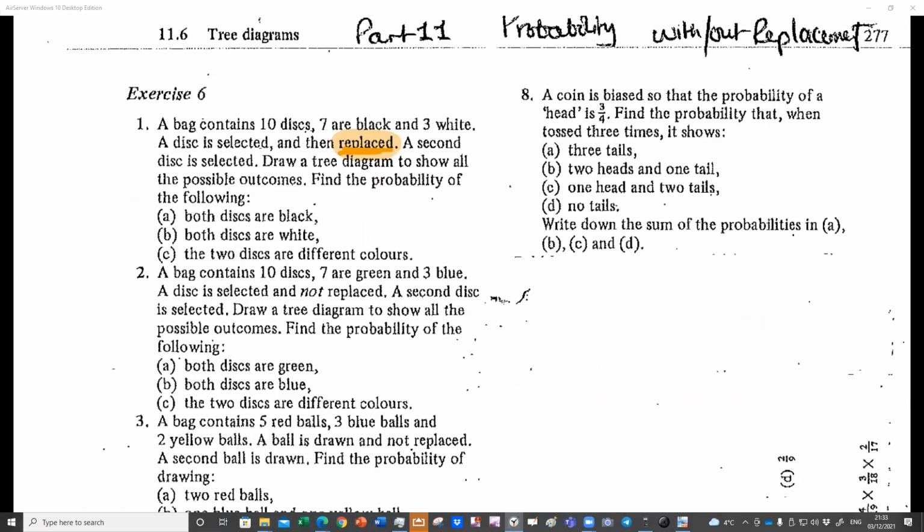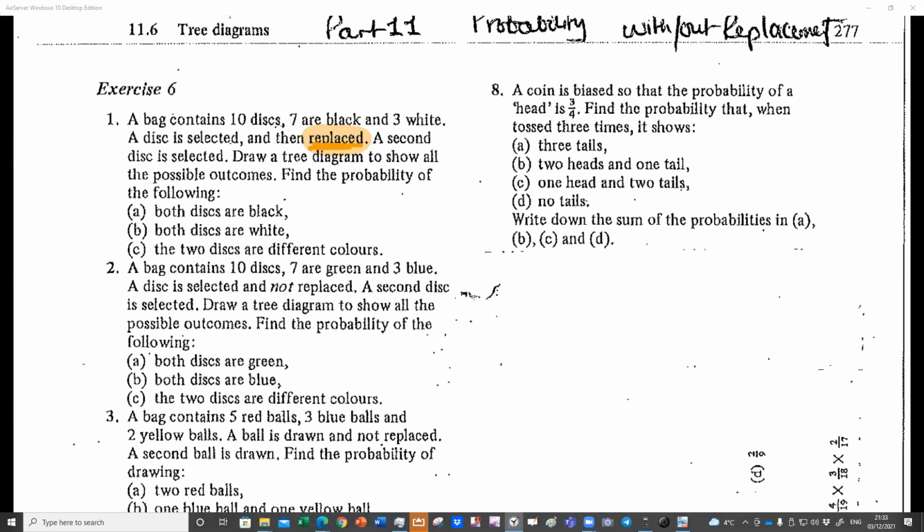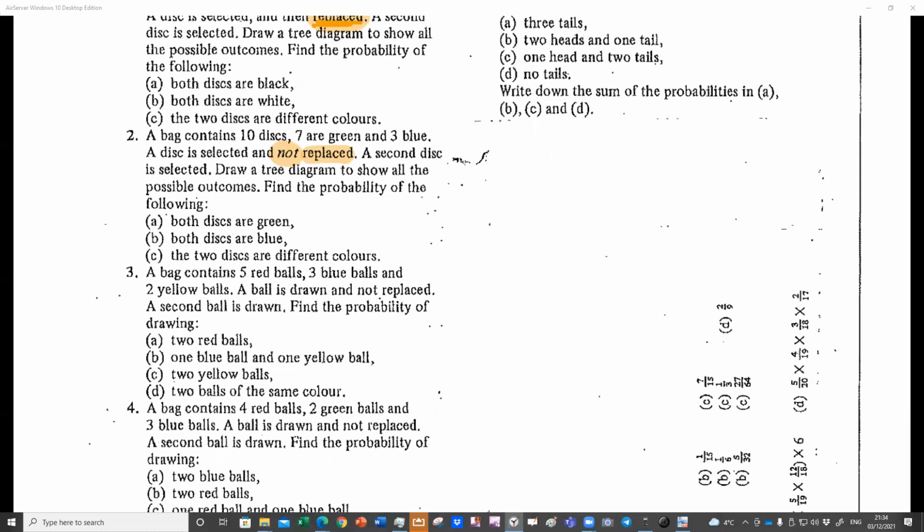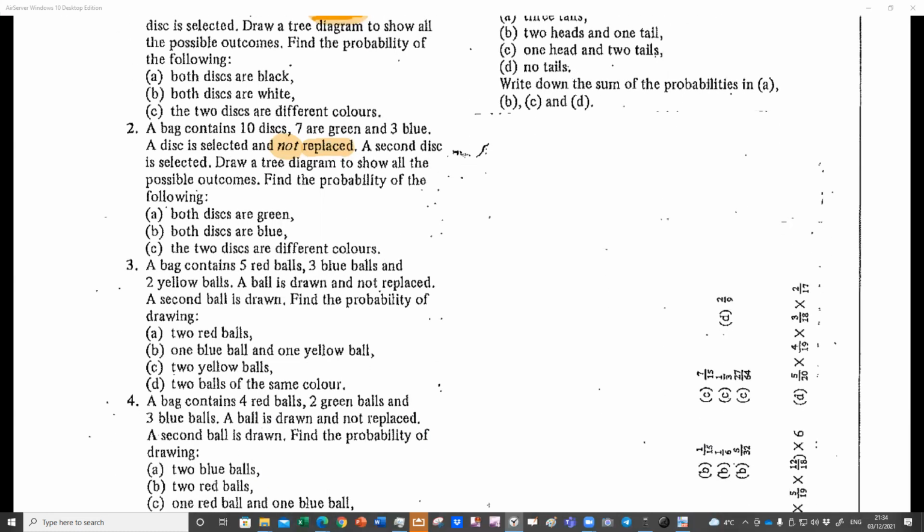Replaced. Okay, now if you just quickly jump to the next question, what's the key word now? Not replaced. So it looks like it's the same question, I think, but no, these are different colors actually. Okay, so we can draw the tree diagram. Let's just copy out the question, and I want to focus on the second one.